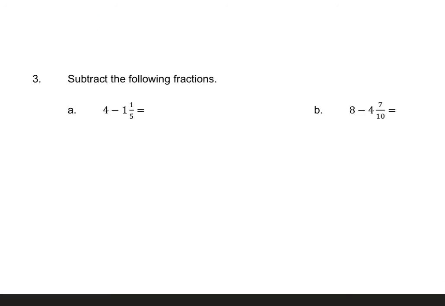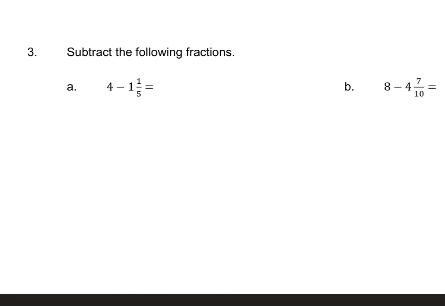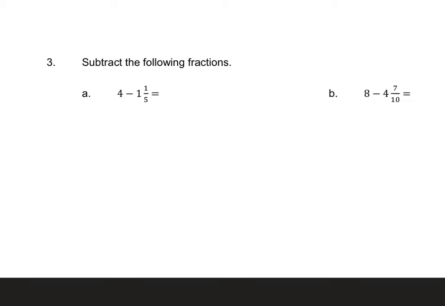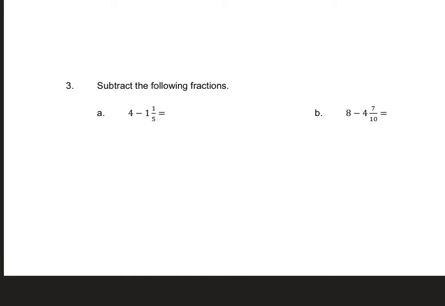All right, so looking at the bottom, it says subtract the following fractions. It could also say subtract the following mixed numbers. Remember, you don't want mixed numbers. Mixed numbers are going to mess up your life, or at least your mathematical life. You really want improper fractions anytime you have mixed numbers. So when you have mixed numbers, turn them into improper fractions.